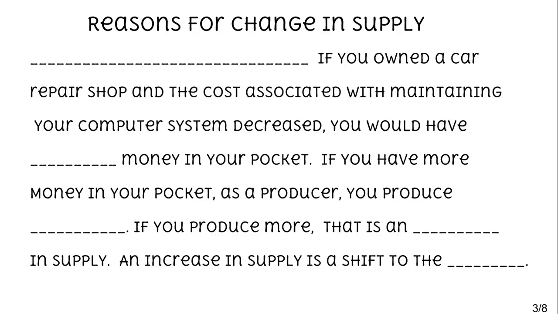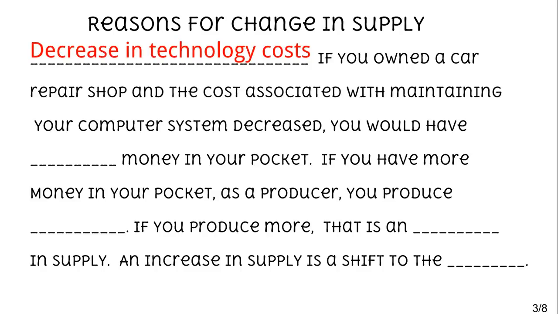Okay. Reasons for change in supply. Another reason would be a decrease in technology costs. If you owned a car repair shop and the cost associated with maintaining your computer system decreased, you would have more money in your pocket because you're not spending as much of it on the computer system. If you have more money in your pocket as a producer, you produce more. If you produce more, that's an increase in supply. And an increase in supply is a shift to the right.